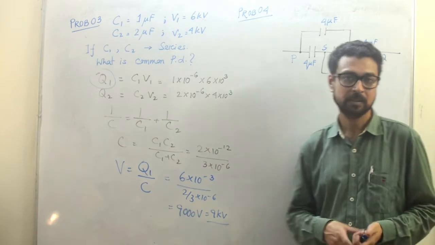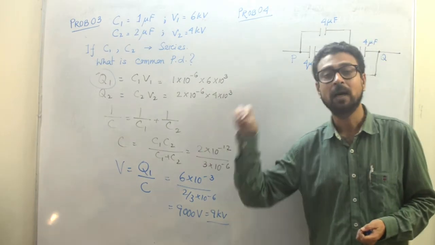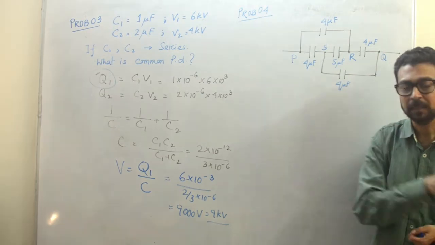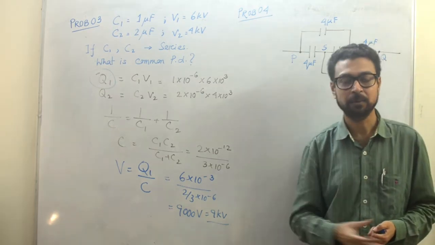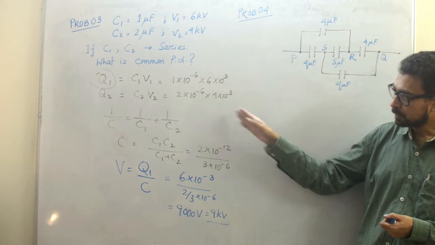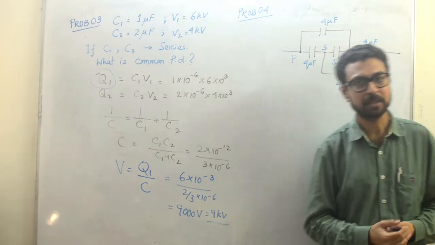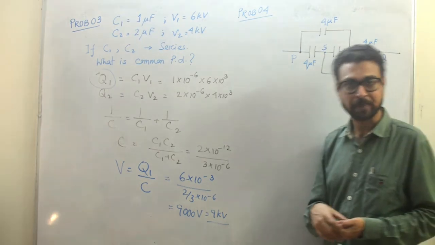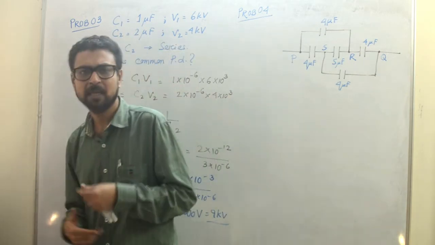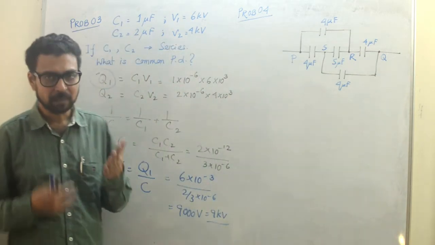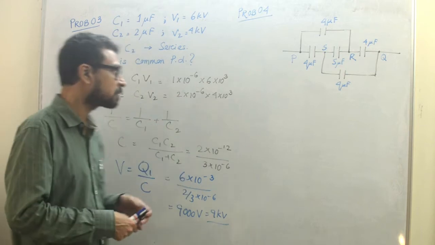We have calculated this sum, and you see we had a new concept here: connecting capacitors in series and then finding the common potential. We also used the formula for the series combination of capacitors, and we have solved the sum. So every time we have to first think about the concept and then think about the formula. This will help you out.